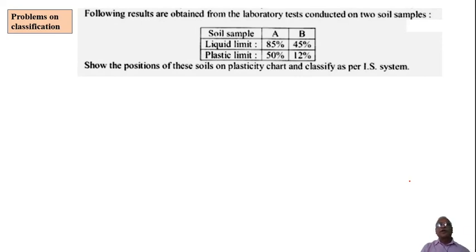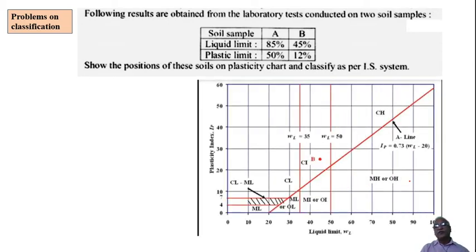The following results are obtained from laboratory tests conducted on two soils, soil A and B. Liquid limit and plastic limits are given. Show the positions of these soils on the plasticity chart and classify as per the IS system. Now you have to neatly draw.